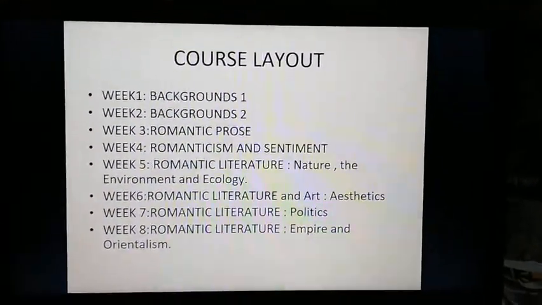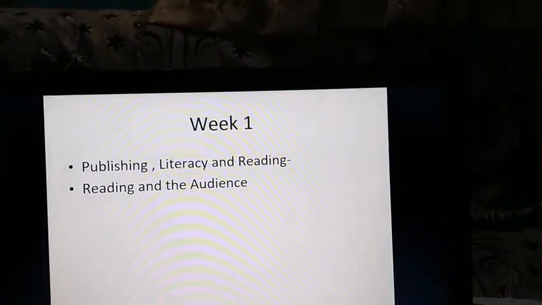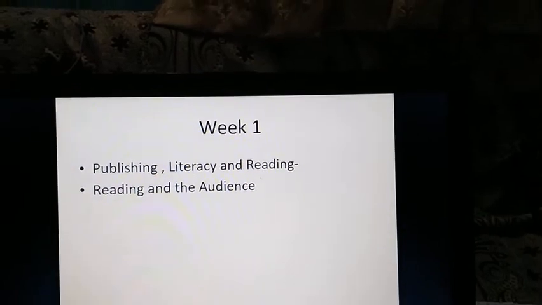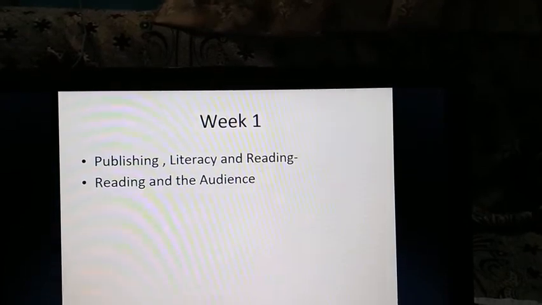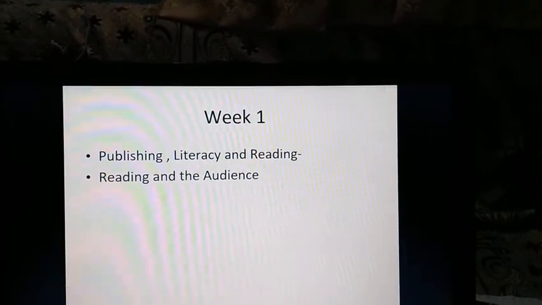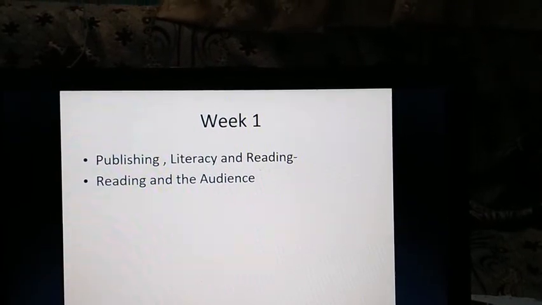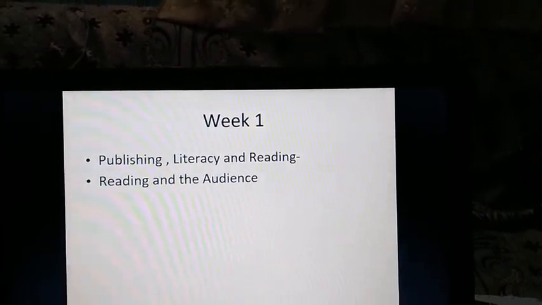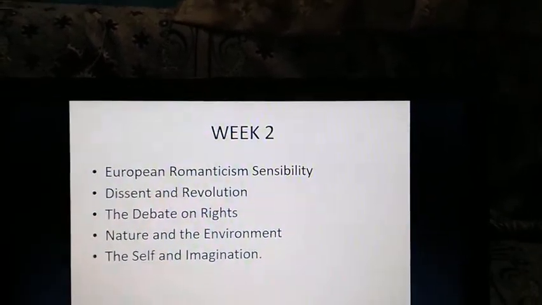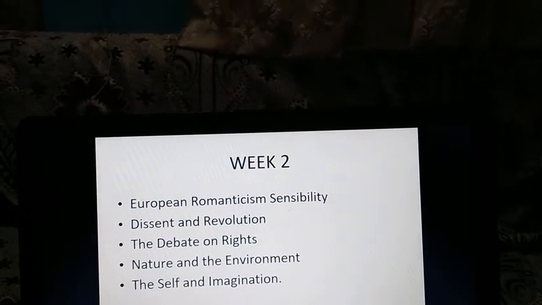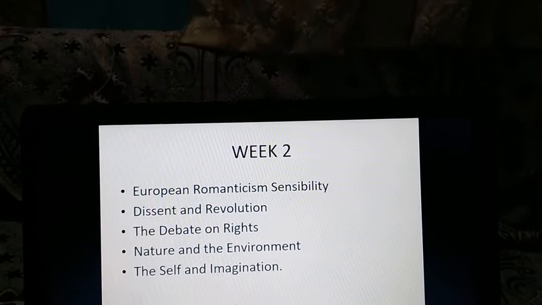So in week 1, we were given an introduction to how we are going to go with the topics, following which we were given an introduction regarding the Romantic age. The topics covered were about the themes and response to the Romantic age and the response to Augustan age. In the next week, that is week 2, we learned about European Romanticism, sensibility, descent and revolution.